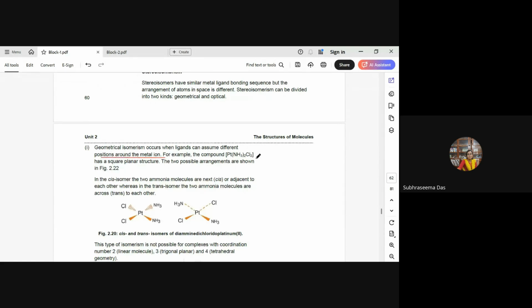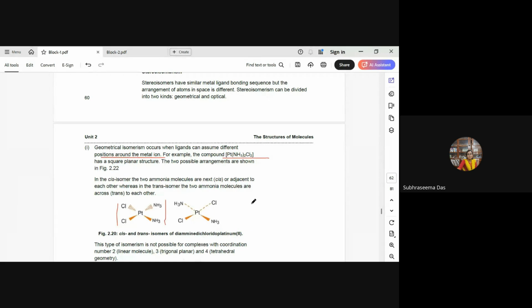For example, consider the compound Pt(NH3)2Cl2. In general, this compound has a square planar structure, and two possible arrangements can be shown for this complex. Here the central metal atom is platinum. In one arrangement, both the chlorine atoms and both the NH3 ligands are placed on one side. In the other arrangement, the two NH3 and the two chlorine atoms are placed opposite to each other.